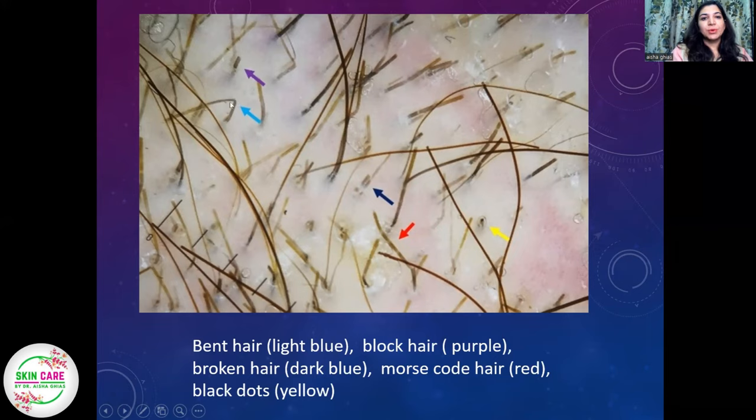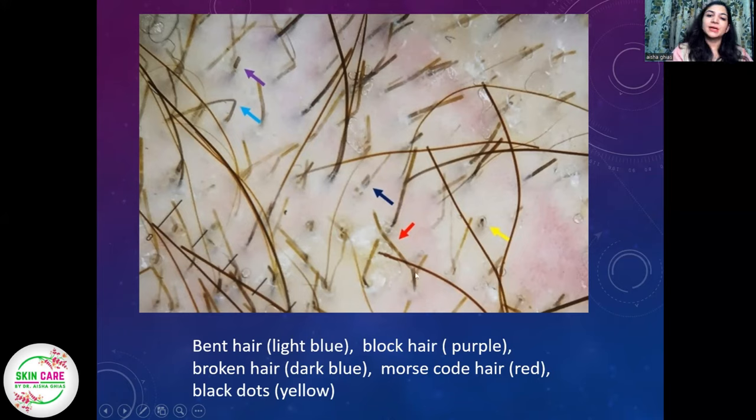And then black hair: the thickness of the hair is the same, but a small stud-like hair is visible. It is obviously broken, and the thickness is the same distally as well as proximally. It's darker, so it's called the black hair, shown by the purple arrow. And then broken hair, dark blue arrow, the broken hair over here. And then obviously Morse code hair.